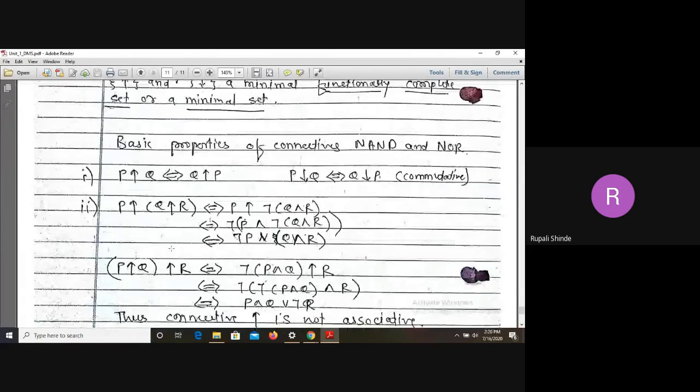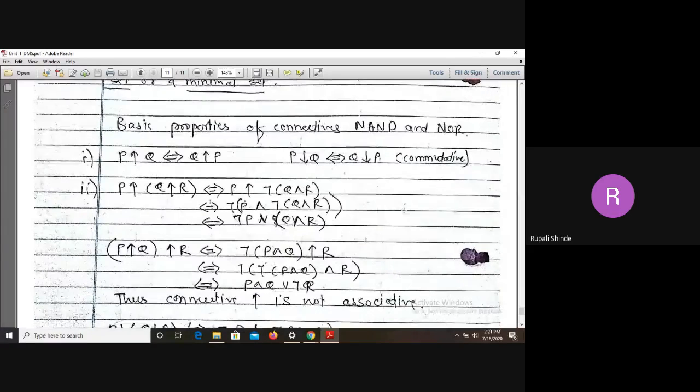Here some properties of NAND and NOR are given. The first property is the commutative property. P NAND Q is equivalent to Q NAND P. Again, P NOR Q is equivalent to Q NOR P. This property is called the commutative property.